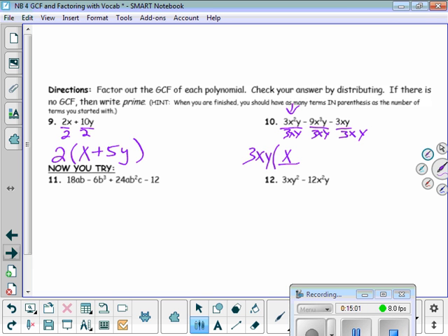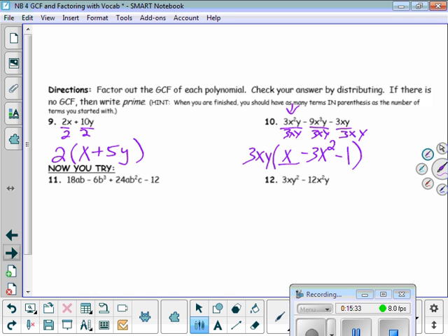So then negative 9 divided by 3. Negative 3. Where's the bigger x? So subtract them, what do you get? 2. X cubed, 3 minus 1, right? Negative 3 divided by 3, what do you got? X divided by x, which means they equal 1. Y divided by y, 1.